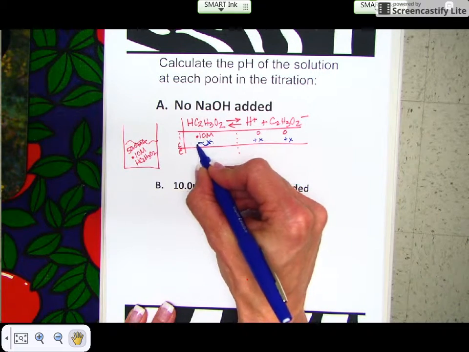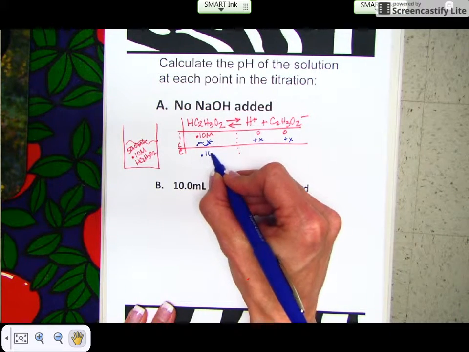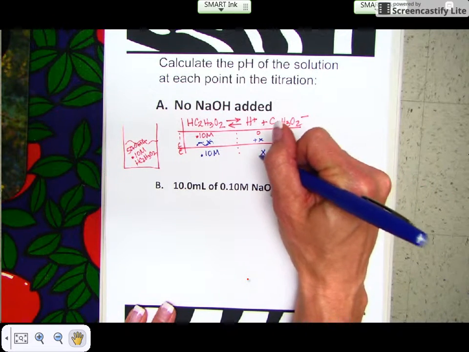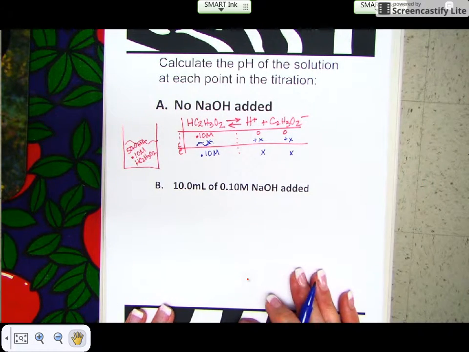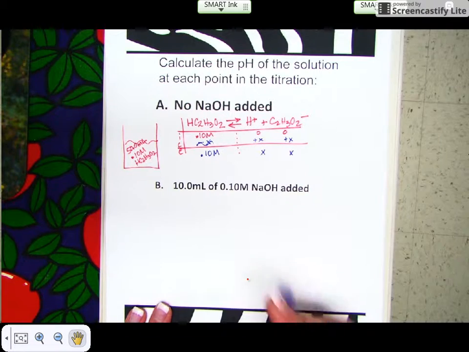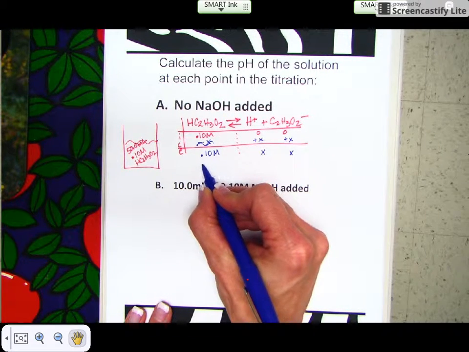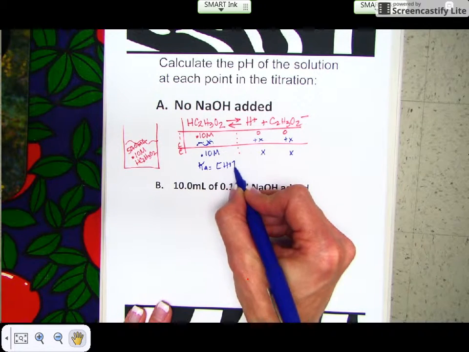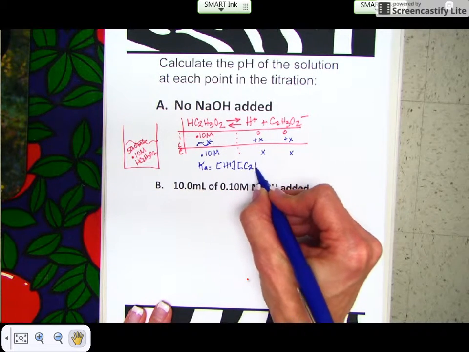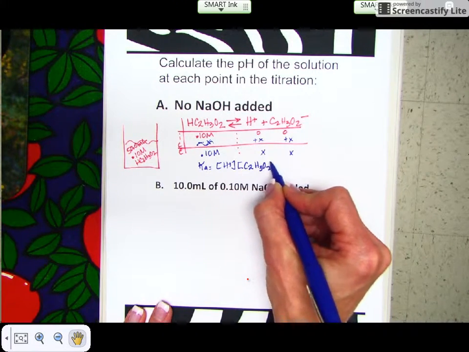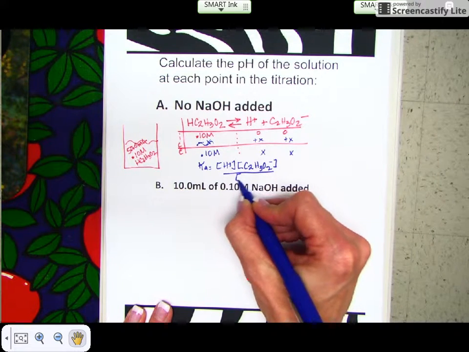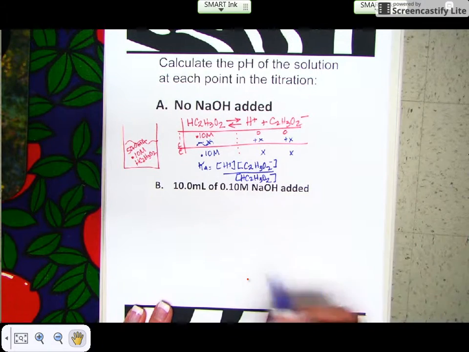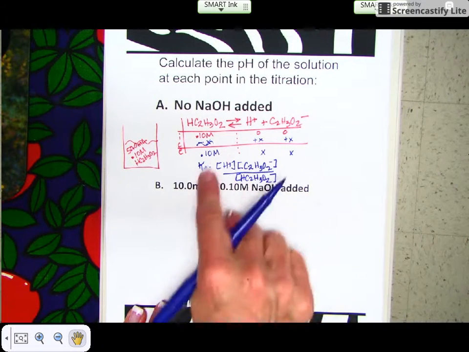We can neglect the x here. So we can assume at equilibrium, 0.10 molar is going to be the acetic acid concentration. x and x is going to be the hydrogen ion concentration. So when you set up your law of mass action, the Ka is equal to the hydrogen ion concentration times the acetate ion concentration divided by the acetic acid concentration.